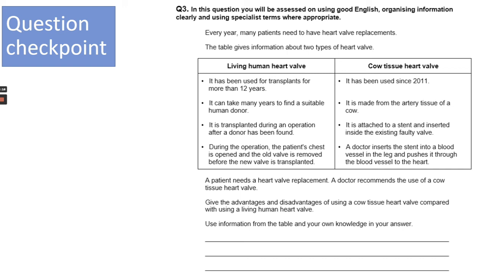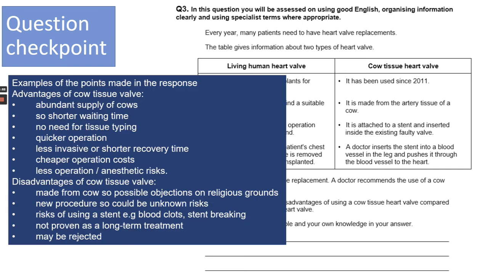Okay, so it gives you different information on biological valves, on a human heart valve and a cow tissue valve. So the doctor recommends the use of a cow tissue heart valve, and it says give the advantages and disadvantages of using a cow tissue heart valve compared with using a living human heart valve. And it does say use information from the table. So you can use some of the information from the table, and then some of the information is from your own knowledge.